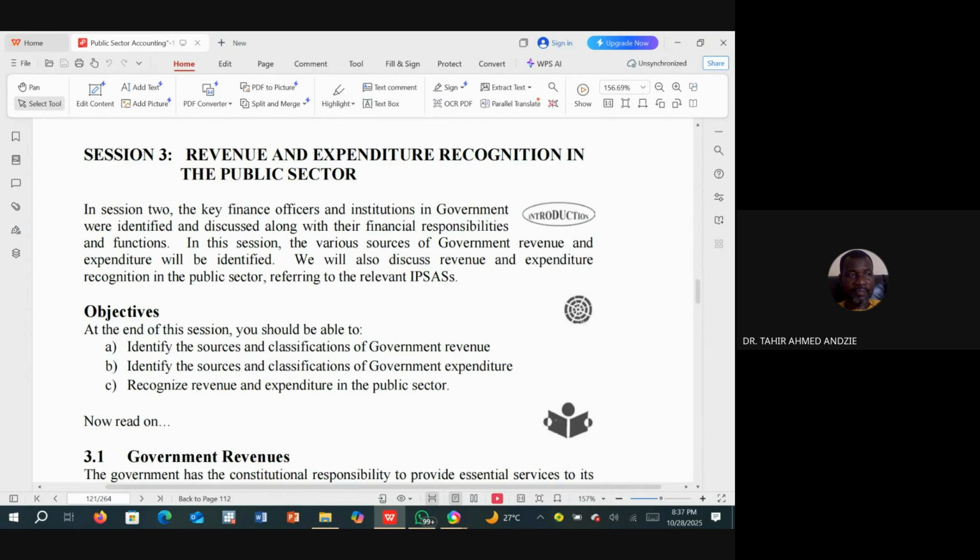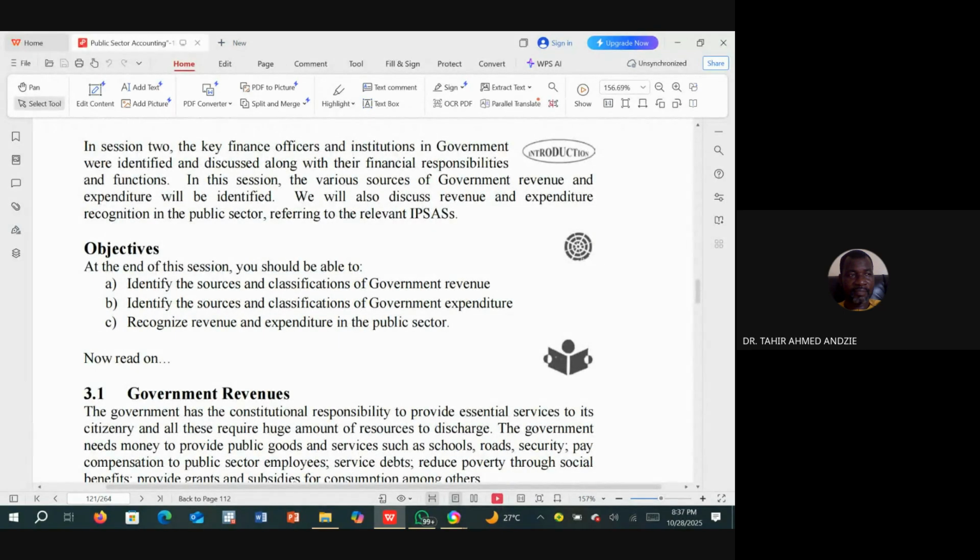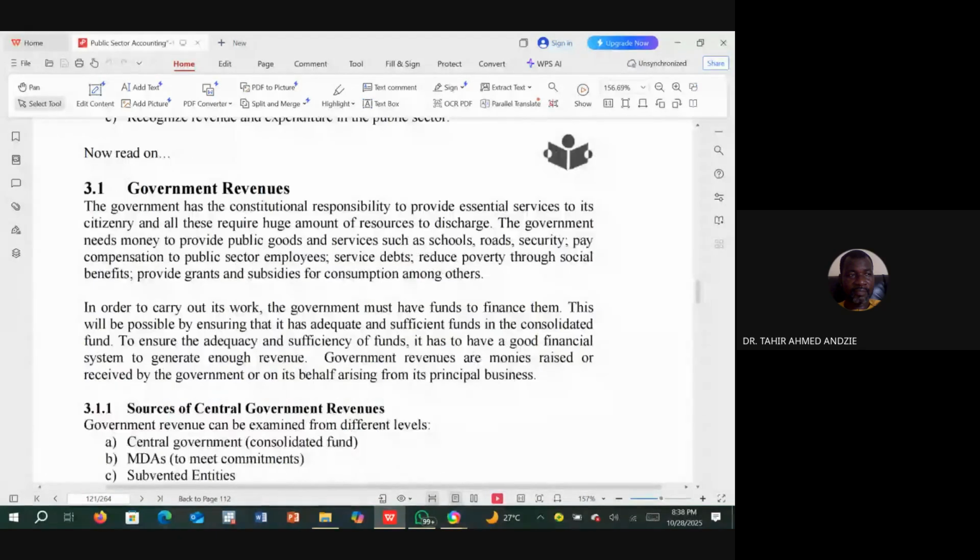Revenue and expenditure recognition in the public sector. By the time we finish going through this unit, you should be able to identify the sources and classification of government revenue, identify the sources and classification of government expenditure, and recognize revenue and expenditure in the public sector. If you do not understand anything at all from this unit, at least take notes and understand the sources of government revenue and government expenditure, so that in the examination you can write something.